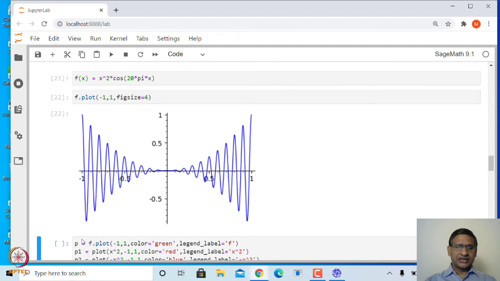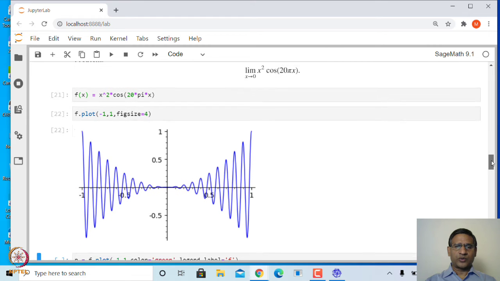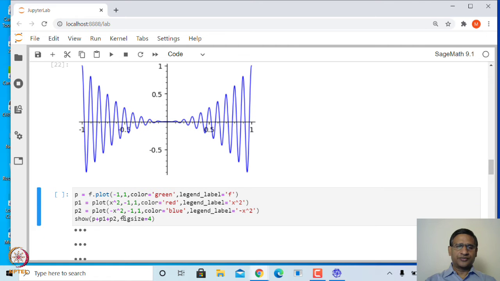But let us plot the graph of y equal to x square and y equal to minus x square and add it to the graph of this, and then see what happens. So, I am storing in the plot of the function, P1 is the graph of x square with red color, and we are also giving the legend x square, and P2 is the graph of the function minus x square and with blue color, and let us ask it to plot.